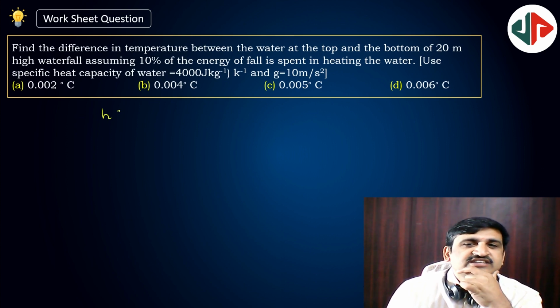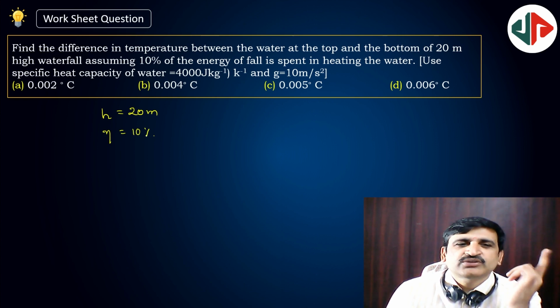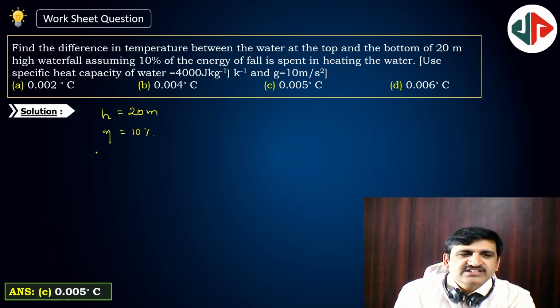Next, find the difference in temperature between the water at the top and the bottom. Height h is equal to 20 meter. Waterfall, assuming 10% of the energy of the fall is spent in heating the water, only 10%, efficiency 10%. Use specific heat capacity of water 4000 only, not 4200. He is asking, law of conservation of energy.